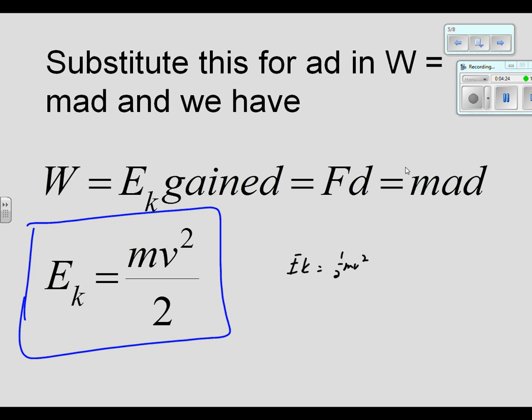Now, if there is a change in VI, if the VI is not 0, then for a change in kinetic energy, what can you change over here? Only the V, right? So if it's a change in kinetic energy, then it's m delta V squared over 2. You'll see that in the sample questions.